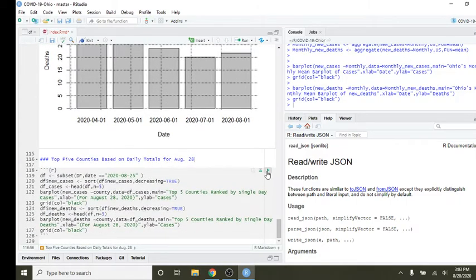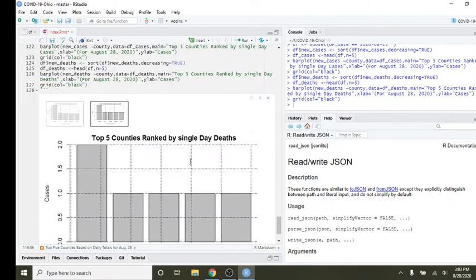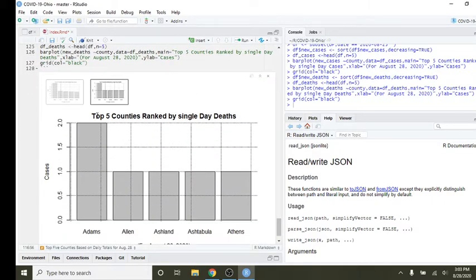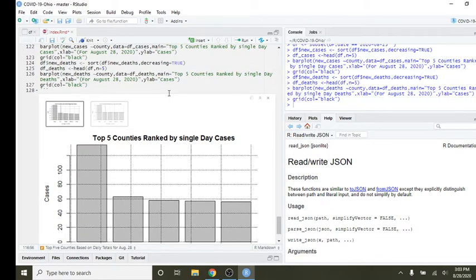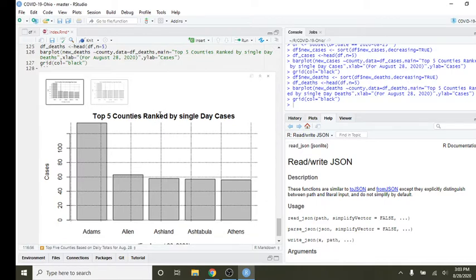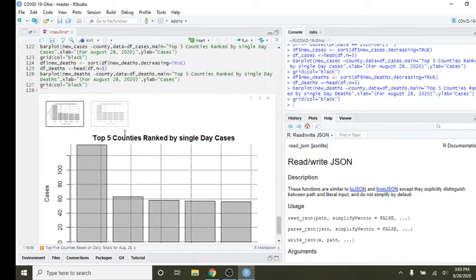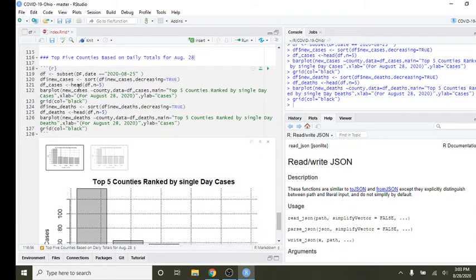Now let's see if we can find out what the top 5 counties are. You're telling me, can this really be right? Can this really be right? Oh, no. 27th.